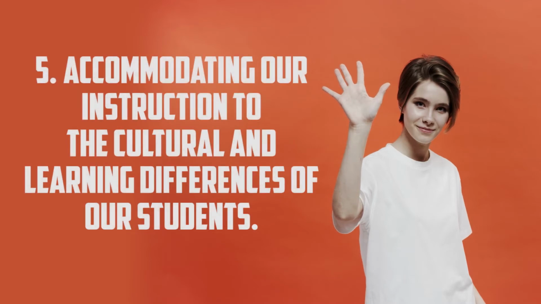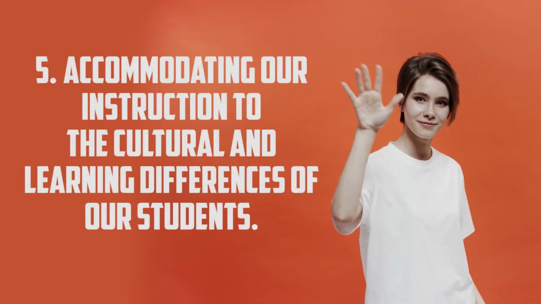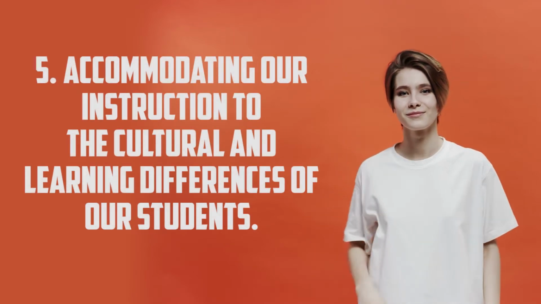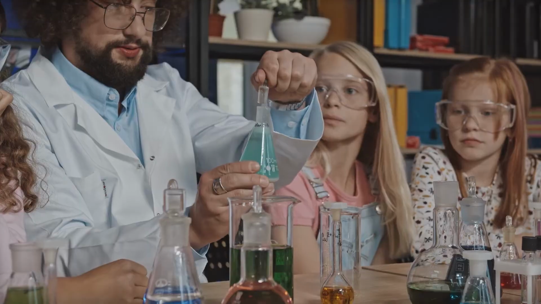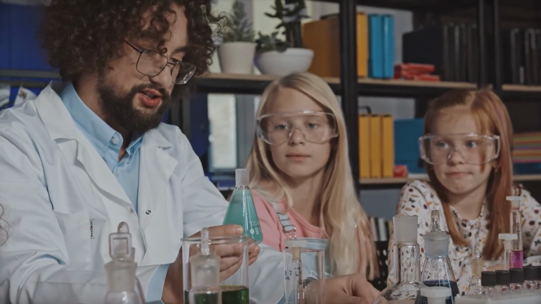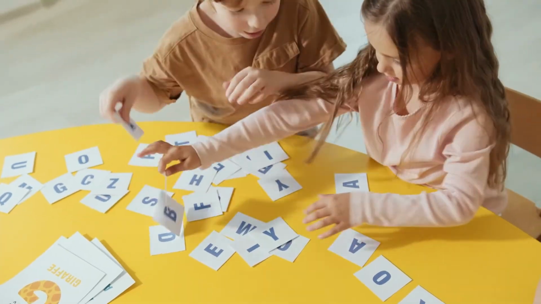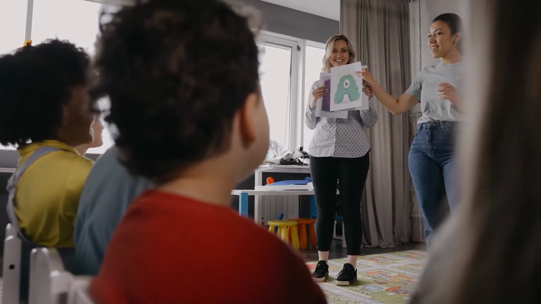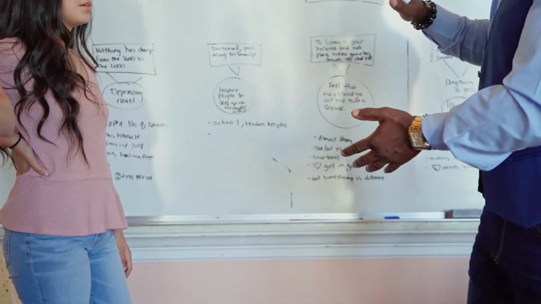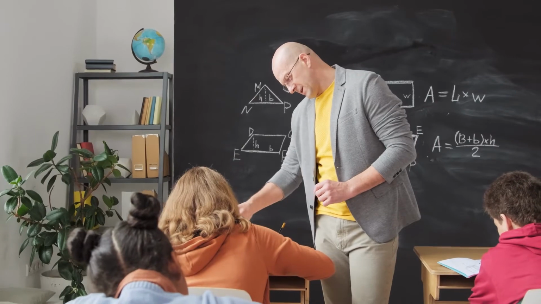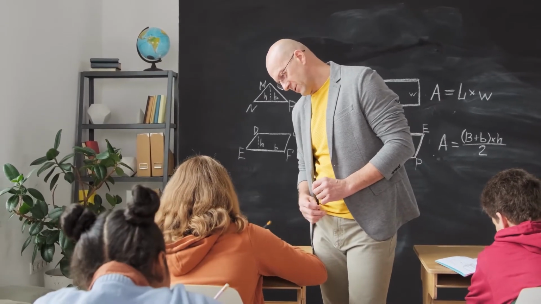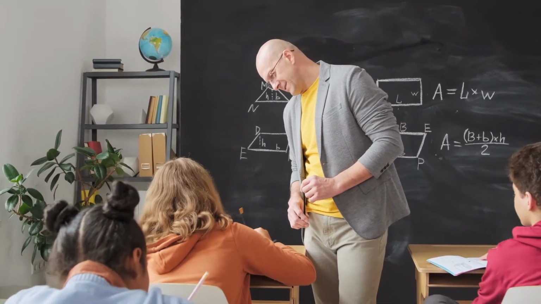Number 5, accommodating our instruction to the cultural and learning differences of our students. This is mostly concerned with using specific teaching methods to accommodate the children's learning styles, multiple intelligences, and learning preferences. Ineffective teachers force their teaching styles on the students. They teach the content that they like, the way they like it, and so on, which is totally inappropriate.